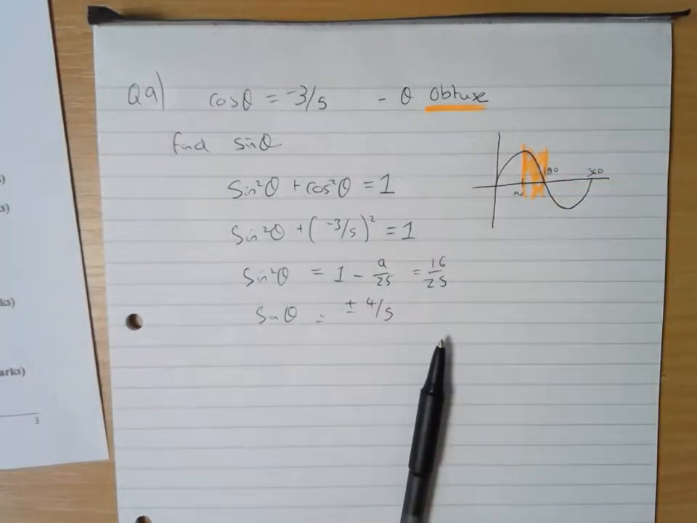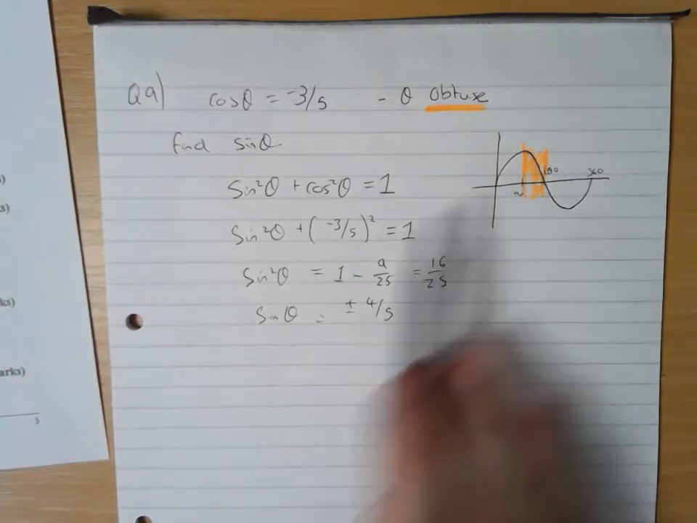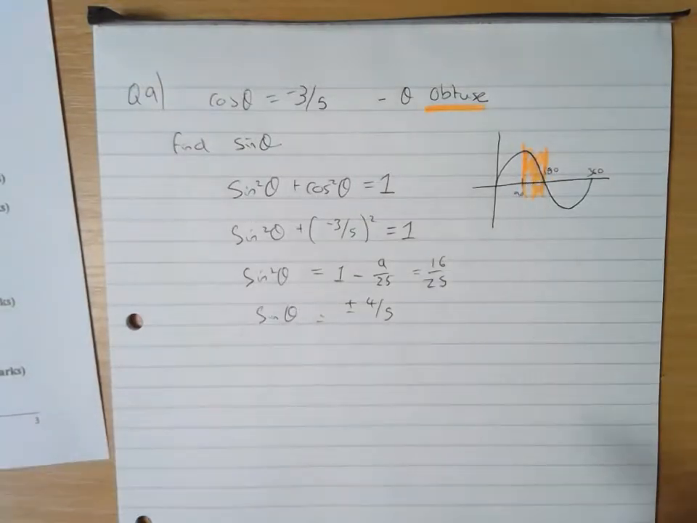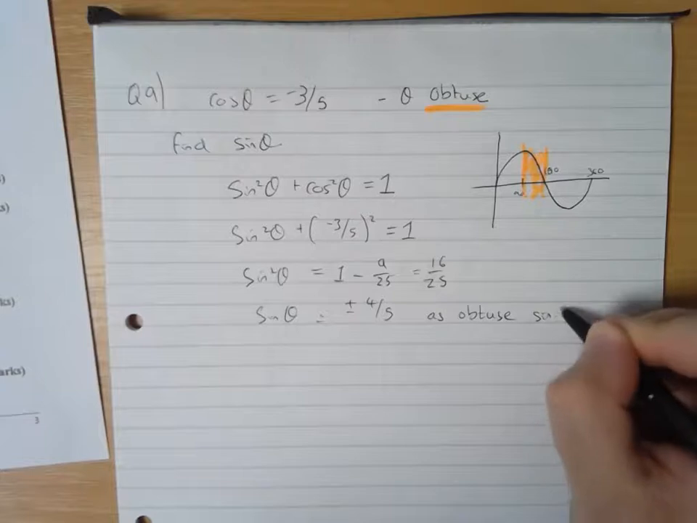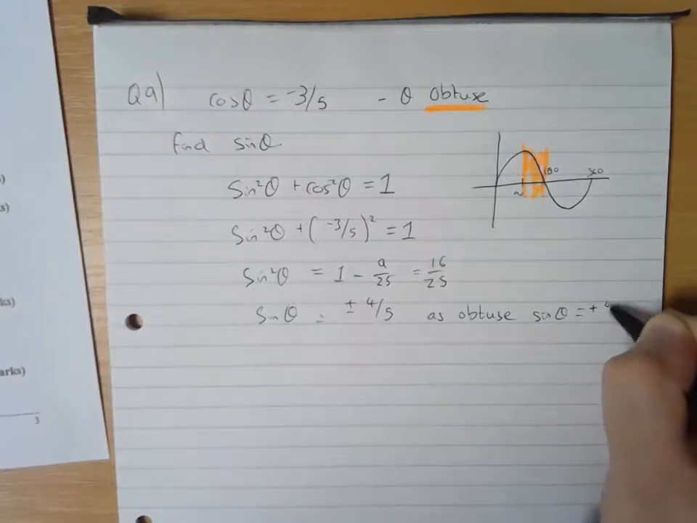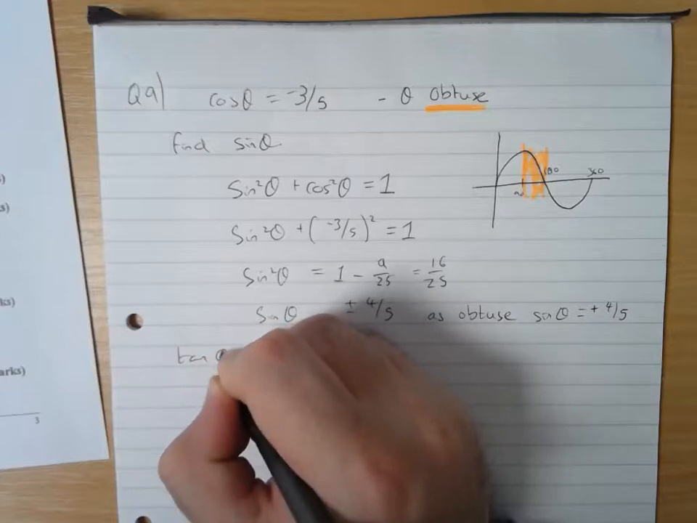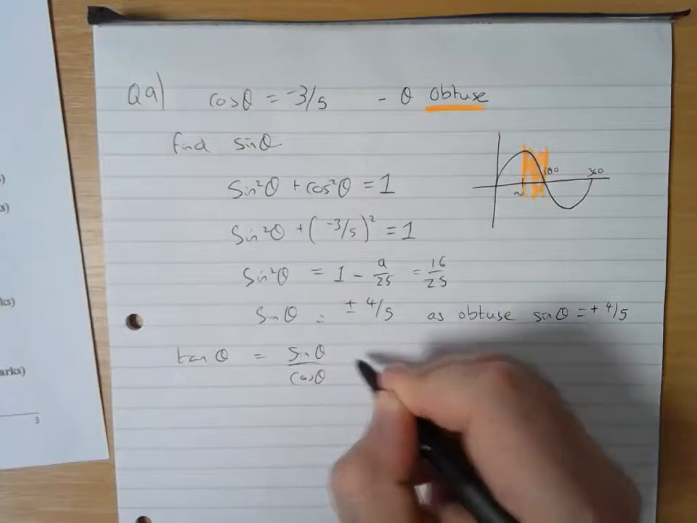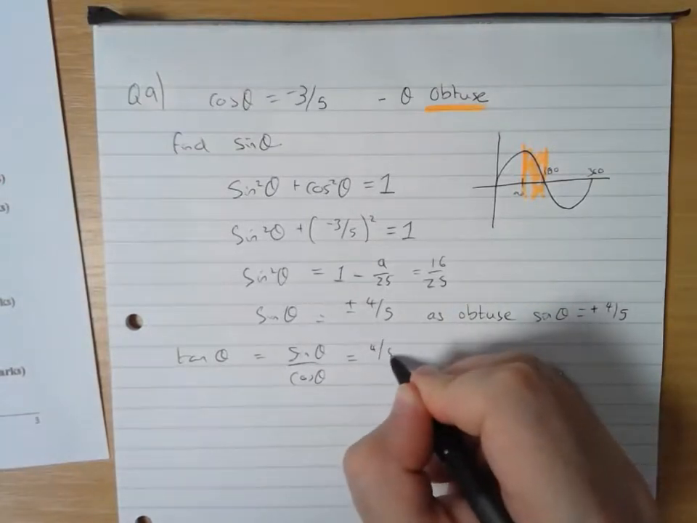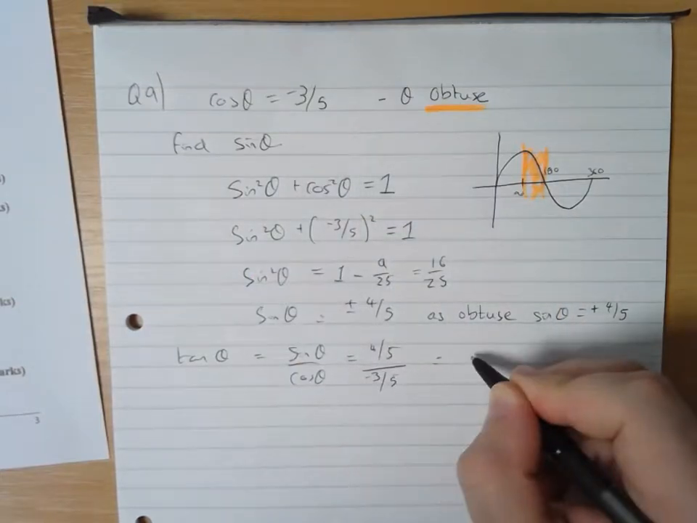Because obtuse angles, anything up to 90 is acute, anything after 180 is reflex. We know that sine, this graph here, is always positive for obtuse angles, so sine theta is plus 4 over 5. You don't need to write the plus, but we need to make sure the minus isn't being considered anymore. When we come to make tan theta, it is sine theta over cos theta, which is 4 over 5 over minus 3 over 5, which is minus 4 over 3.